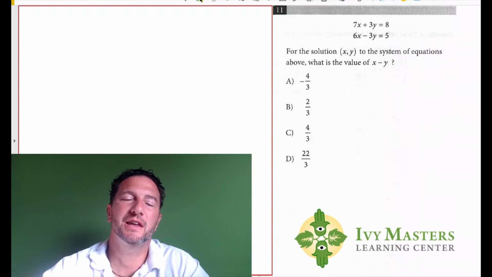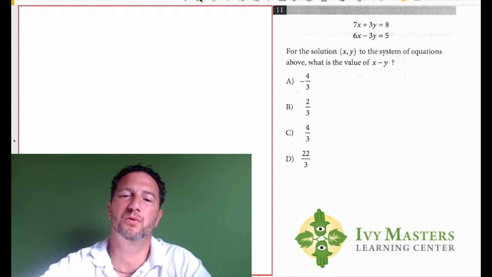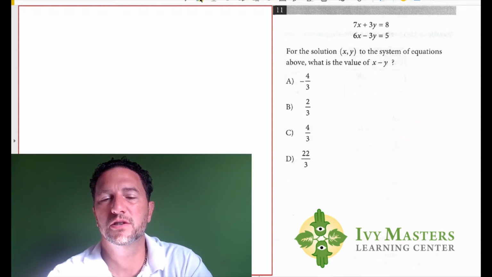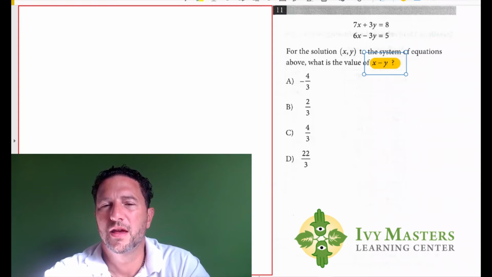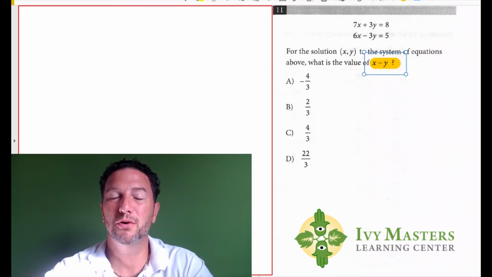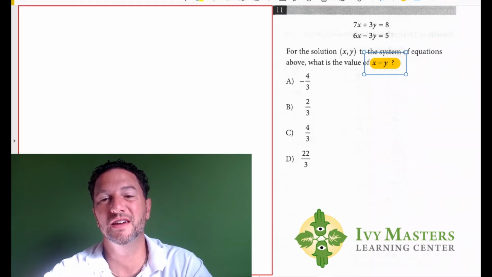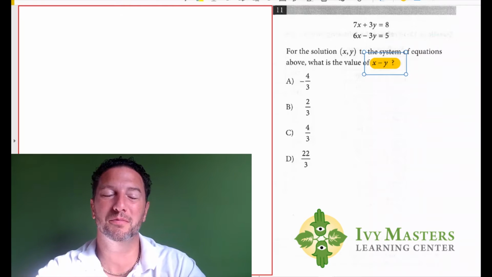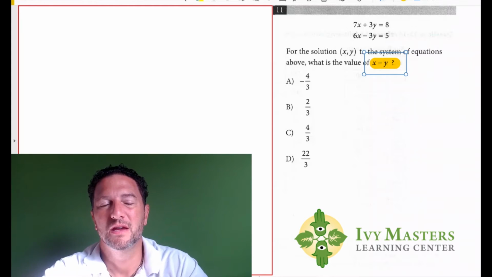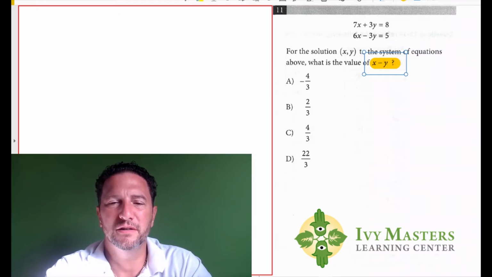Today we're looking at Test 6, Section 4, number 11, which reads, the solution xy to the system of equations above, what is the value of x minus y? I'll tell you the steps to approach a system of equations like this. I'll show you a shortcut which actually does not work here, but it might work on a different one. And you're gonna love it.